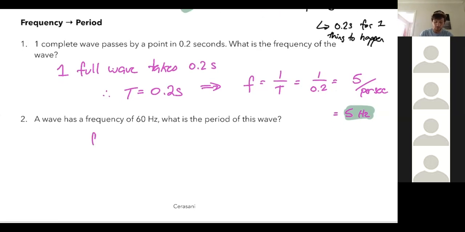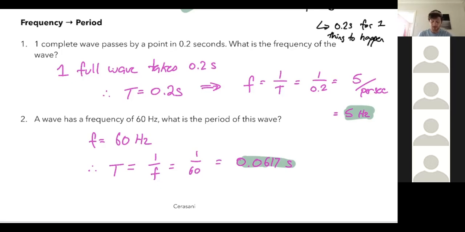The period, well, frequency, right? Anytime you see hertz, that means it's the frequency, 60 hertz. And that means that the period is just 1 over the frequency. So 1 over 60, which means it's 0.0167 seconds. Okay? And that 0.0167 is the time for one complete wave to pass.